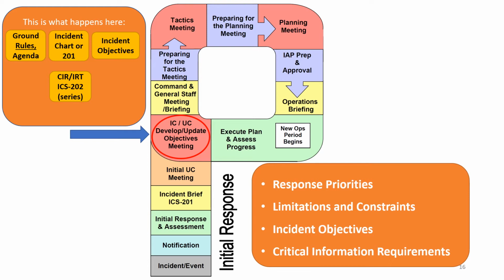The incident commander determines the following: response priorities. Is it safety of life? Is it to get the industrial control systems back online? Is it the public information, etc.? Then, limitations and constraints of the response.